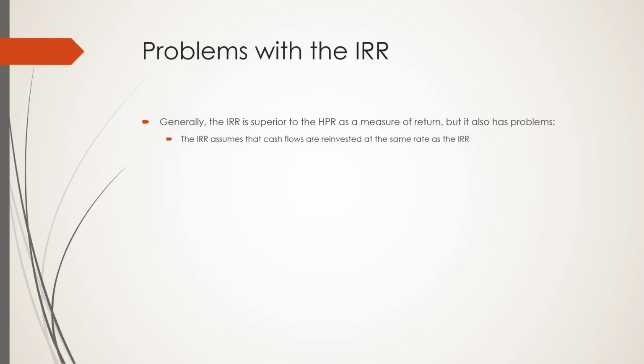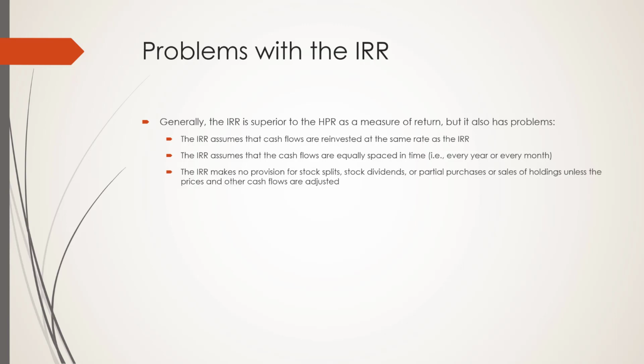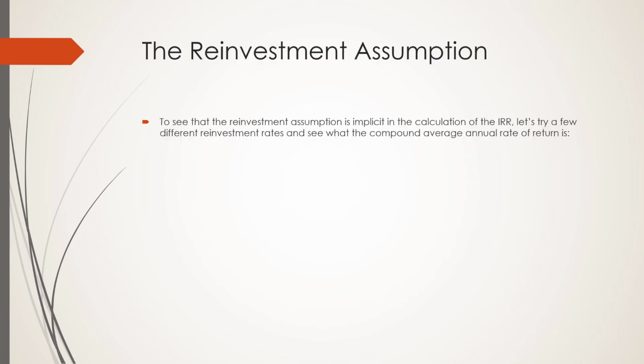As I already mentioned, it assumes that the cash flows are all reinvested at the same rate as the IRR. Not quite as obviously. Well, I guess the first one's not obvious either, but it also assumes that the cash flows occur at equally spaced intervals. So it assumes that you get a cash flow every month or every year or whatever, but the time between cash flows must be the same. Also, the IRR makes no provision for stock splits, dividends, or purchases and sales of your holdings unless you make some other adjustments. So there are issues with the IRR. So let's look at a couple of them.